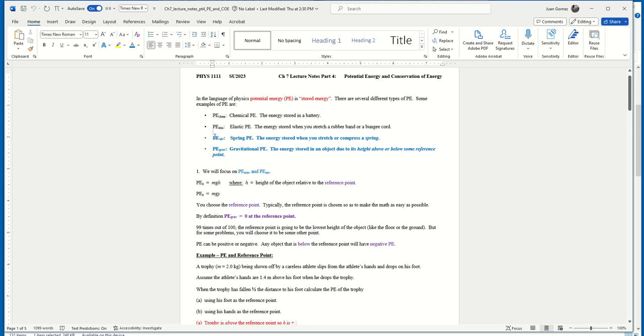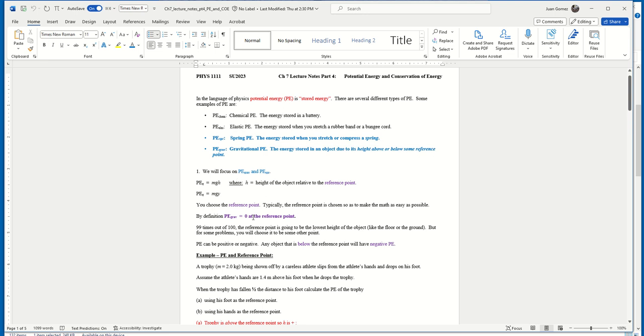The two important ones are the ones here highlighted in the blue. We're going to study PE spring, the spring potential energy. That's the energy stored when you stretch or compress a spring, i.e. Hooke's law. And PE grav, gravitational potential energy. That's the energy stored in an object due to its height above or below some reference point. And we're going to focus on those two.